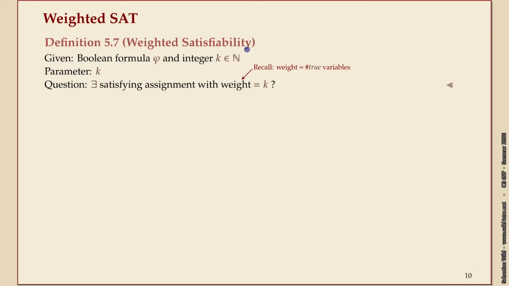So the problem is defined as follows. You're given a Boolean formula as for satisfiability in general, and also some threshold k, which is our parameter. And the question now is, can you satisfy the formula with an assignment that, okay, let's be strict, sets exactly k variables to true? Okay. And we call that the weight of the assignment. That's just the name that got stuck. The number of variables that are set to true.